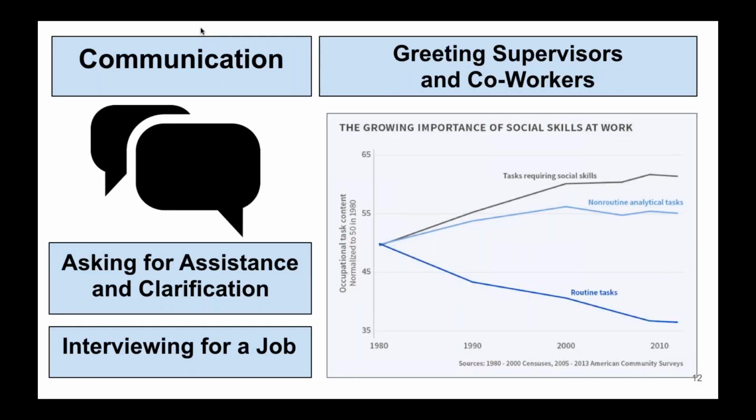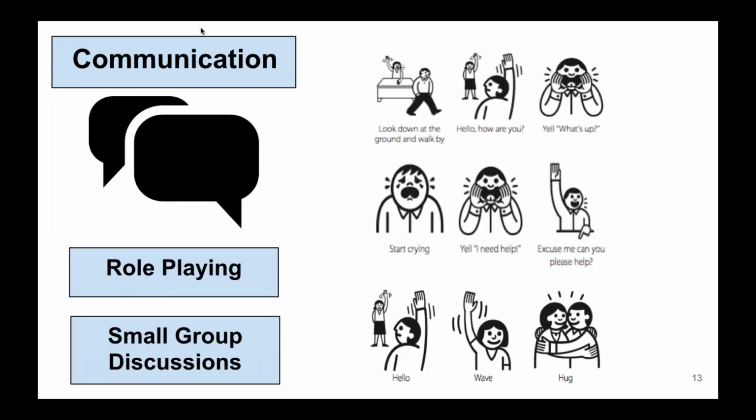So communication can look like a plethora of things, but when we're talking about vocationally related topics, it's things like asking for assistance, right? Clarification in the workplace, interviewing for a job, as well as really even how you greet your supervisor and your coworker. All of these components are daily communication that, again, as we said, may not be as smooth and easy for some individuals, so that creating opportunity to practice these soft skills really do benefit them over time.